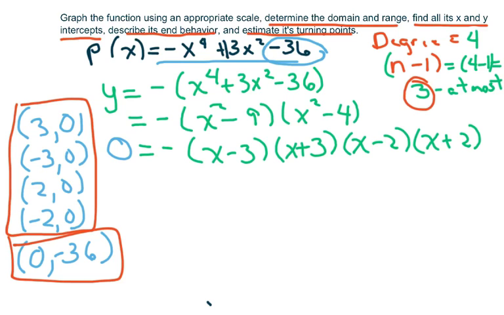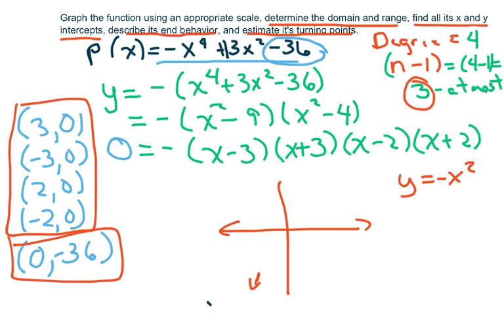Well, we know that this looks like y equals negative x squared. So we know it's going to start in quadrant 3 and end in quadrant 4, because this is our power function for that. So we'll describe the end behavior after we graph it. So let's graph it, and then we'll talk about the domain and range.